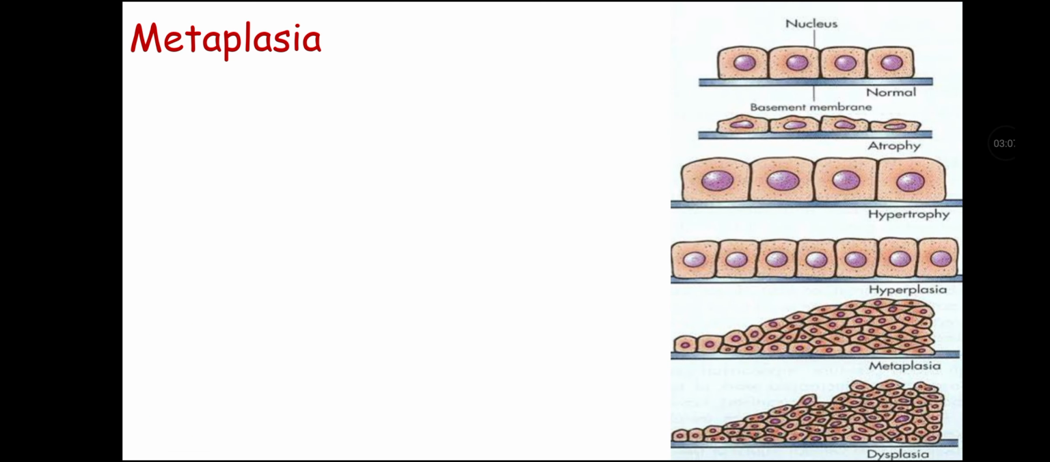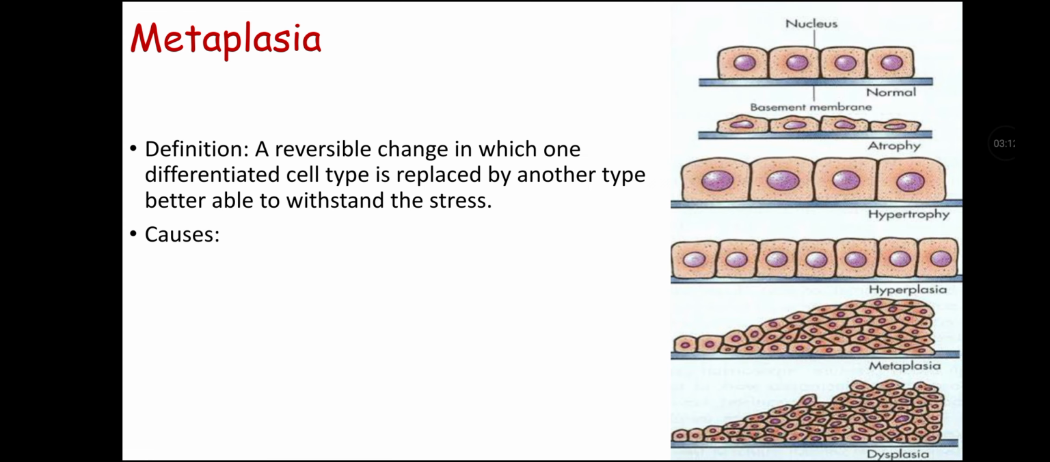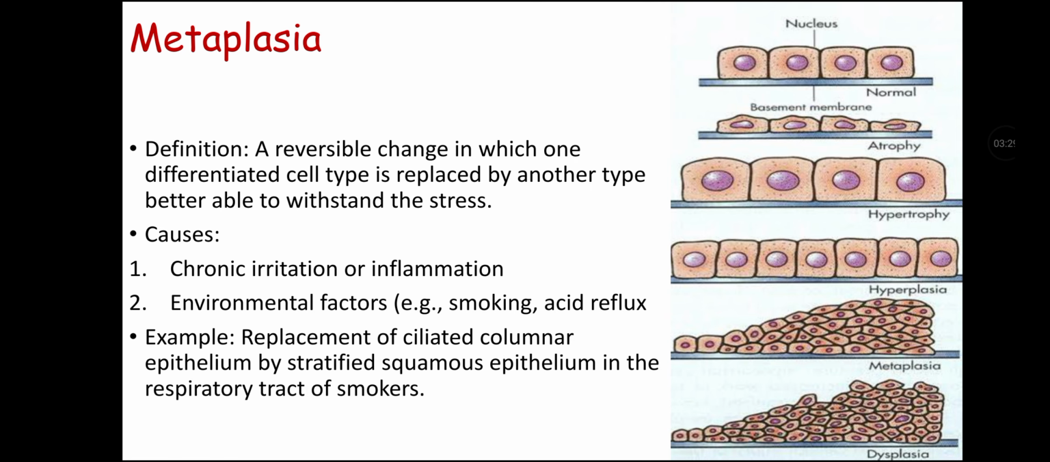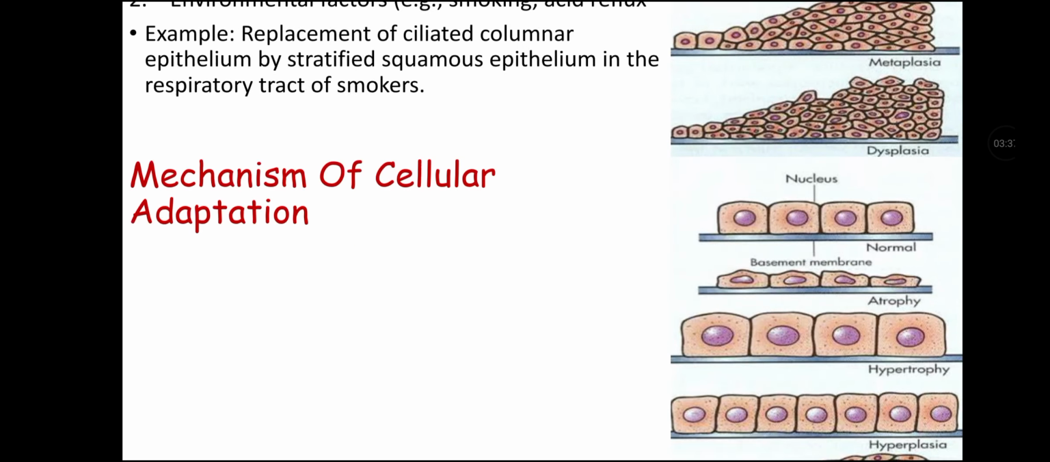Next type of cellular adaptation is metaplasia, as you can see here in the diagram. It is a reversible change in which one differentiated cell type is replaced by another cell type that is better able to withstand that stress. Its causes include chronic irritation or inflammation. There are some environmental factors that may cause metaplasia like smoking and acid reflux. Its examples include replacement of ciliated columnar epithelium by stratified squamous epithelium in the respiratory tract of smokers.